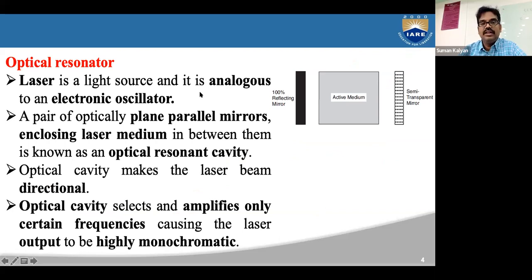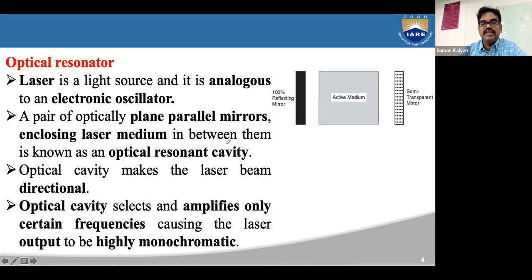As you can see, of these three important things, two are very important: the optical resonator and the pump, because we need to achieve the three conditions that need to be satisfied to get the lasing action. So the third one is the optical resonator. The optical resonator is simply this active medium placed in between these two.